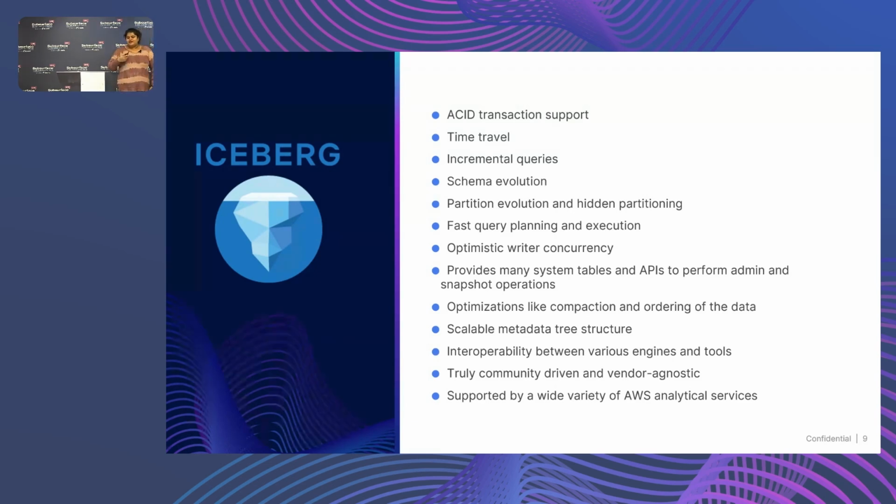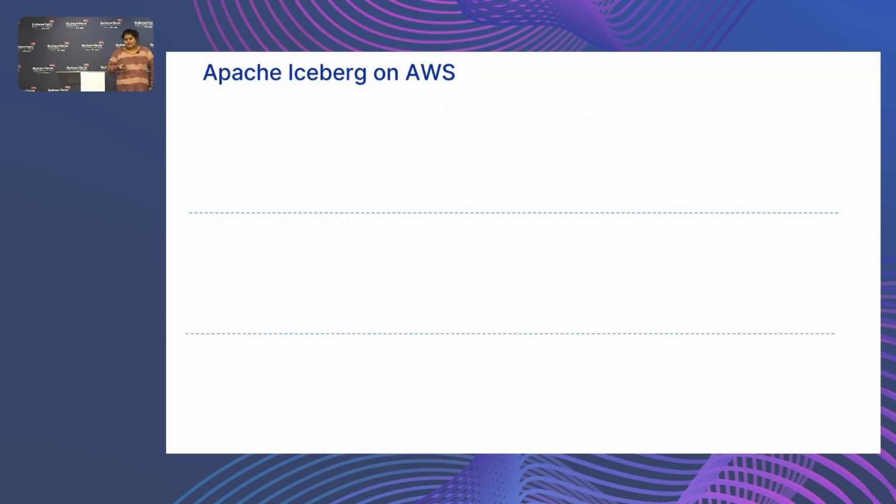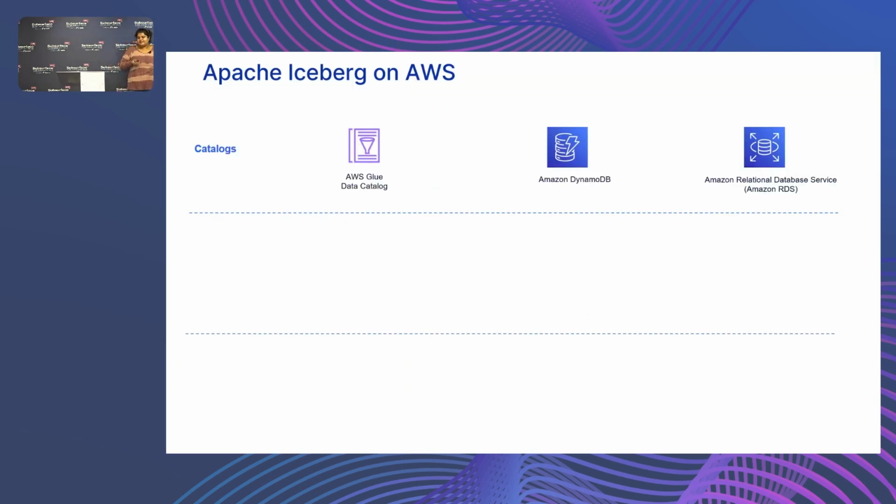And also it is designed for optimizations and scalability. It helps you achieve very high scalability, both at the data and the metadata level. And also interoperability. Like I said, you want to be able to integrate with several engines and tools, and Iceberg integrates with many engines and many tools, and it really helps your data analysts. Now it's supported by a wide variety of AWS services, and that's what I'm going to talk about next.